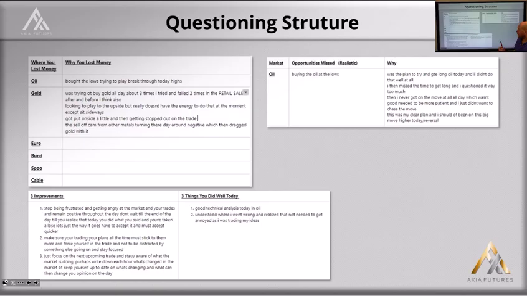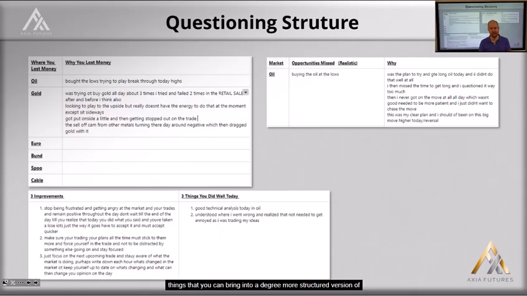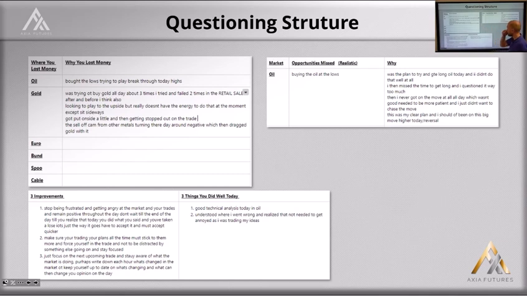If you want a more structured version, this is a different trader's variation of it. It's something that I'll give you as a little checklist of things that you can bring into a debrief. A more structured version of this is to go through where you lost money, why you lost money. Equally, where you made money, why you made money. Don't just make it about losses.